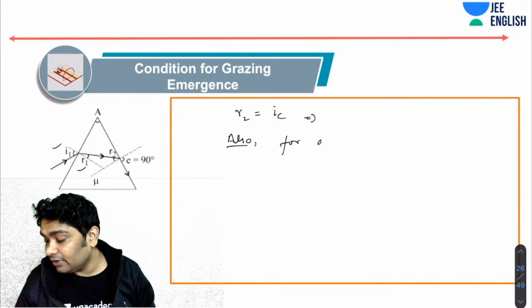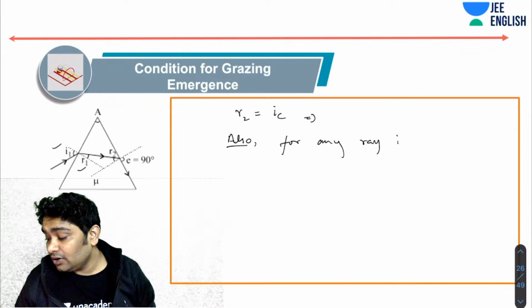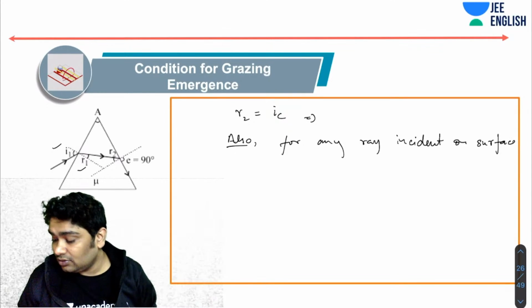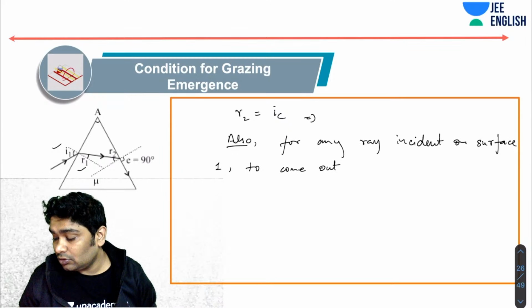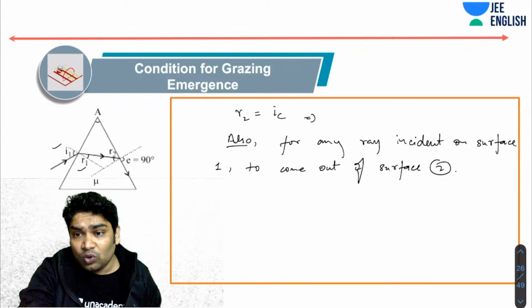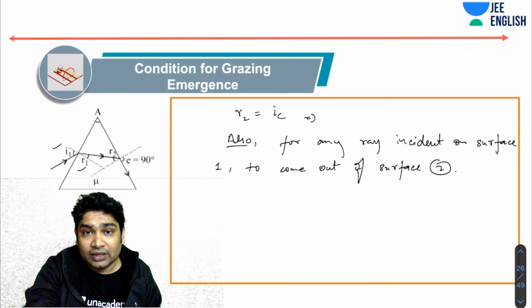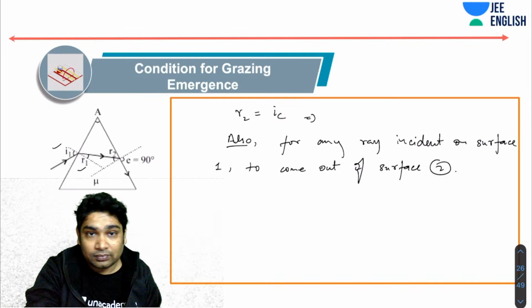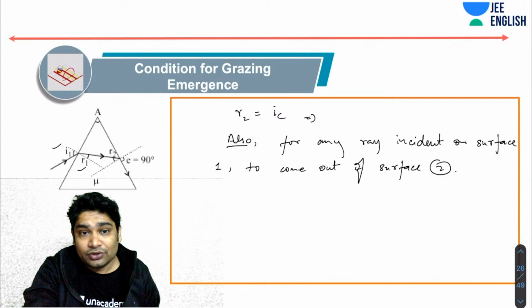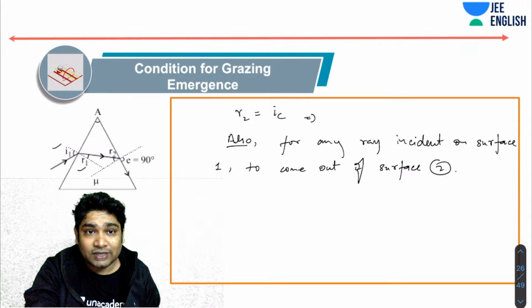Now again, for any ray incident on surface 1 to come out of surface 2, if that is the condition you're looking for, you want any ray that enters surface 1 to come out of surface 2. Then what should be the condition? Can you figure out the condition? Your angle of prism should be less than the critical angle.